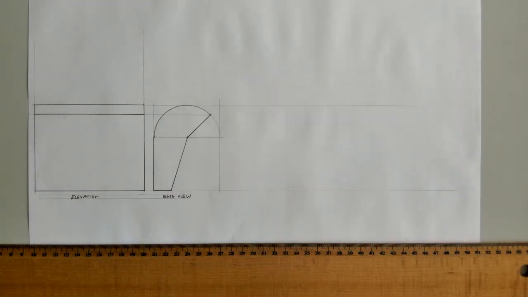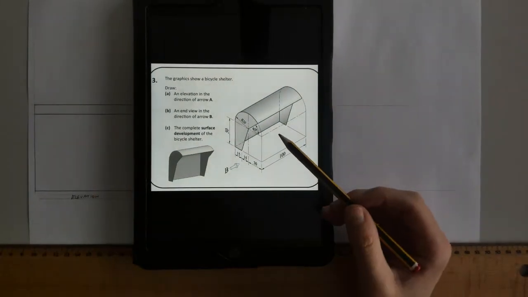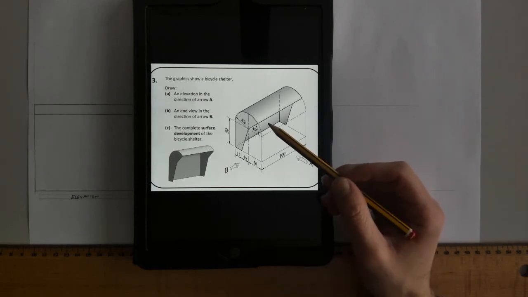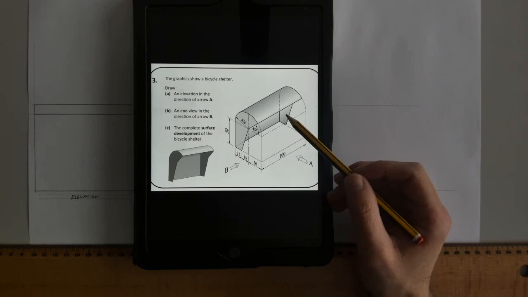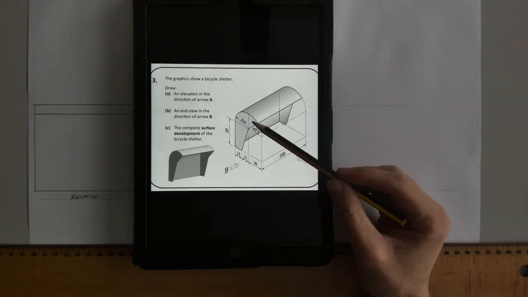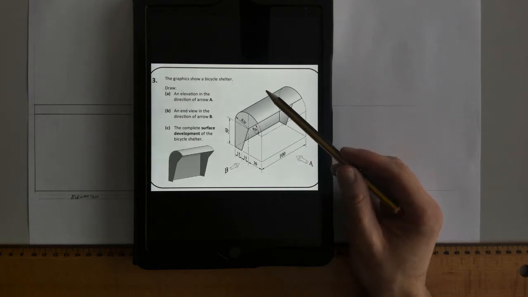For the third part, I have to draw the complete surface development of the bike shelter. You can see with the question, it's basically going to be what it looks like when it's folded out flat. So the way I would approach it is to draw the back of it first, and then fold out the right side out this way, the left side out this side, and then the top of the bike shelter will fold out attaching to the back of it.